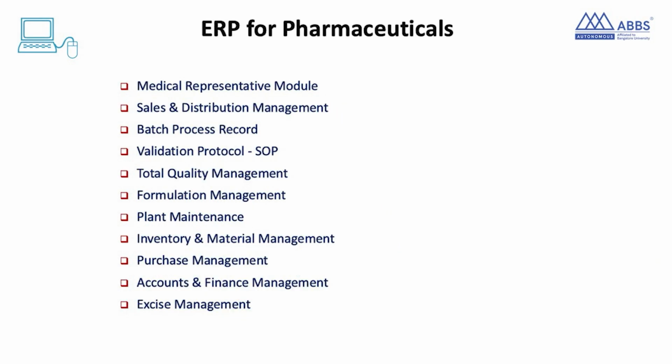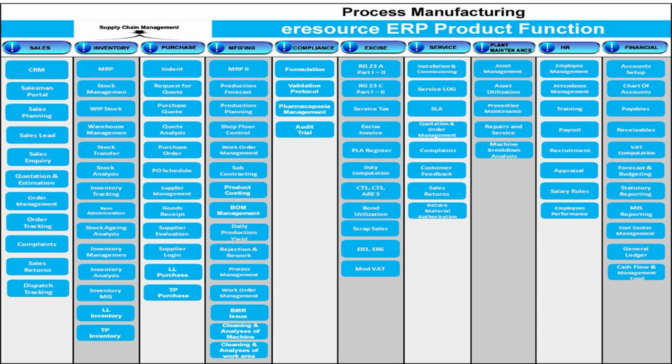Now, ERP for pharmaceuticals might have a medical representative model, sales and distribution model, batch process record, validation protocol like standard operation procedures, total quality management, formulation management, plant maintenance, inventory and material management, purchase management, accounts and finance management, excise management, or maybe a few more. Now, the same modules can be shown in terms of individual sections, as you see in the next diagram. Now, these are various applications of different modules in a pharmaceutical company.